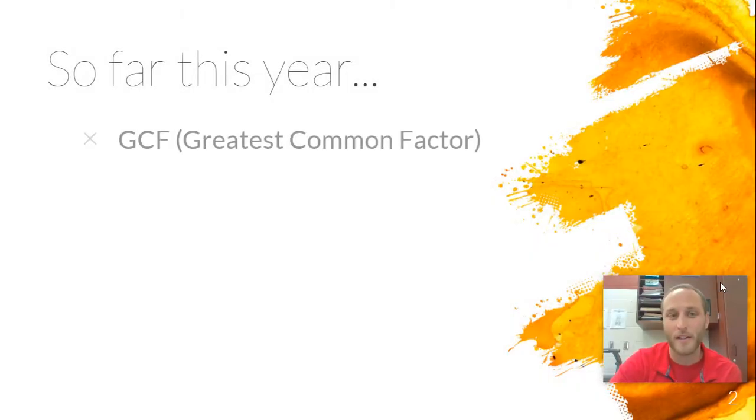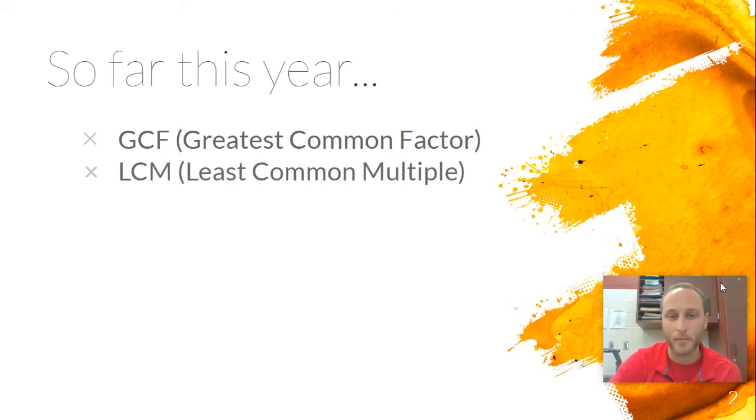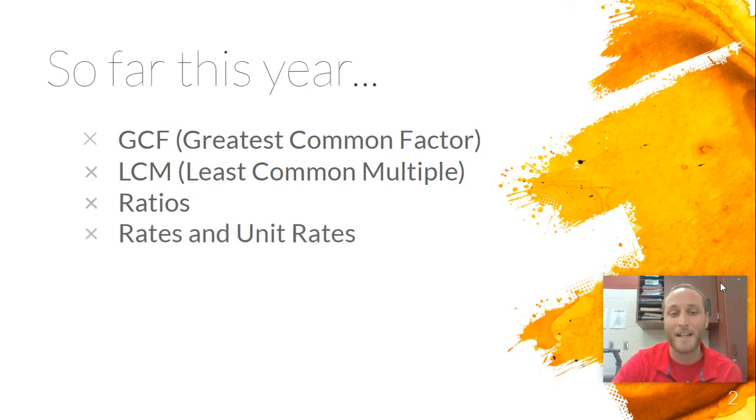So just as a recap, so far this year, we have already learned all of these things. We've learned about greatest common factor, or sometimes we call that GCF. We've learned about least common multiple, sometimes we call that LCM. We've learned about ratios, how to set up ratios, rates and unit rates, and how to look at miles per hour or how much money it's going to cost for a certain amount of items.